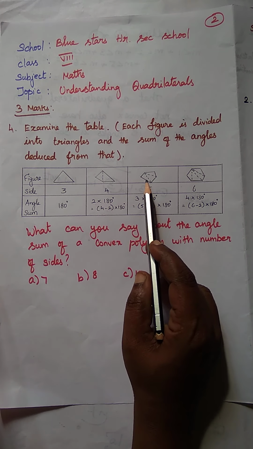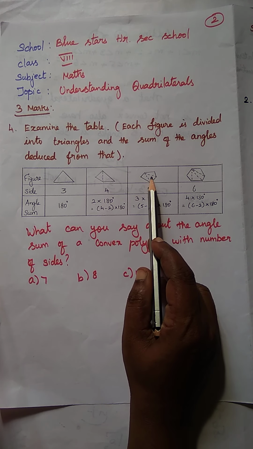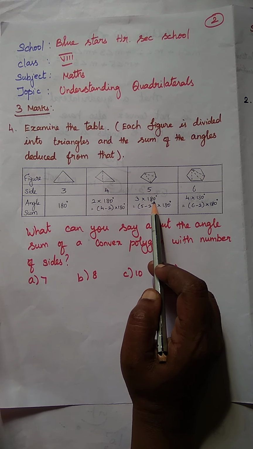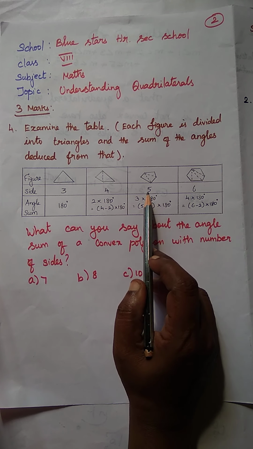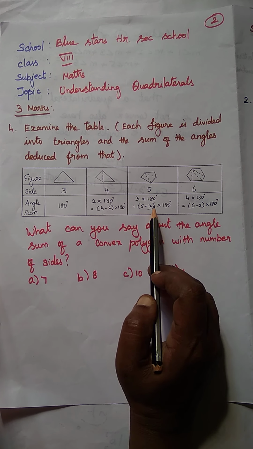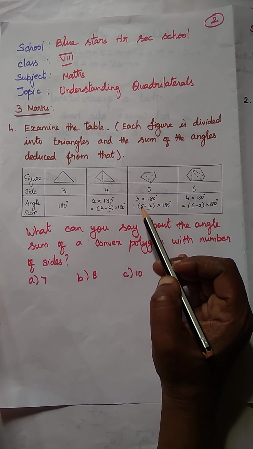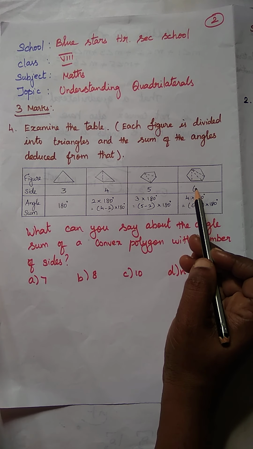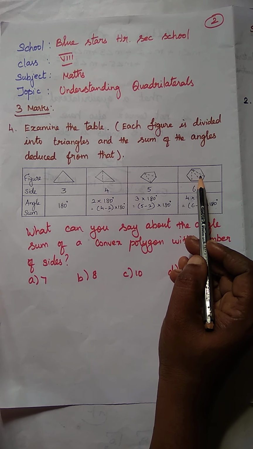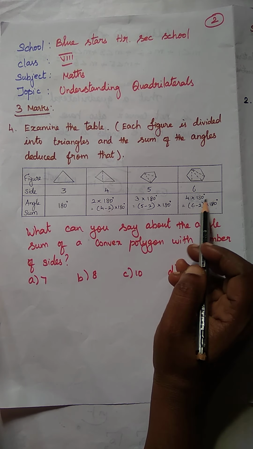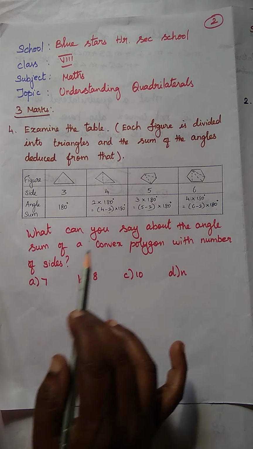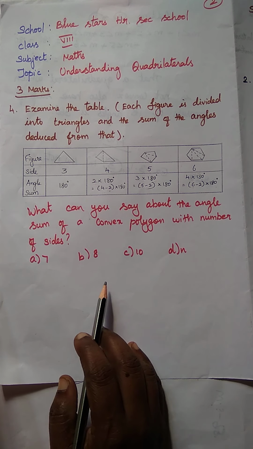Next, here 5 sides are given, and here it will be 3 into 180 degrees. How many triangles are there? 1, 2, 3. So 3 into 180 degrees. How can we write this 3? As 5 minus 2. This 2 is common for all the terms; they apply number of sides minus 2. Here 6 sides are there, so 6 minus 2 into 180. When we check, we get 1, 2, 3, 4 triangles. So 6 minus 2 is 4, and there are 4 triangles as well. So 4 into 180 degrees. This is the rule, and we apply it to find the solution for the remaining questions.